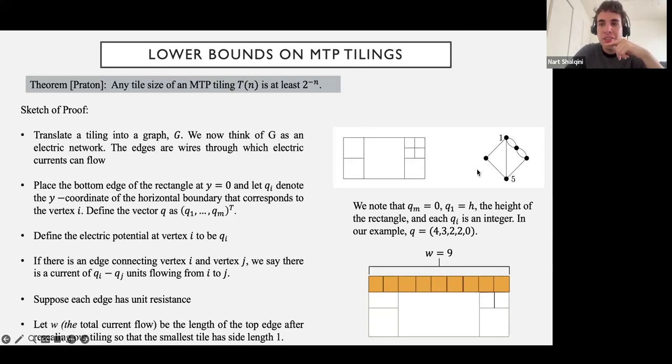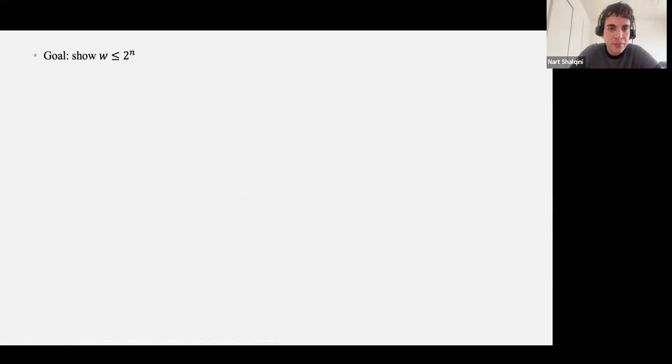Okay, so I'm going to see if this is clear to people. So now, if you think a little about it, by the way we constructed this, it follows that this circuit does satisfy Ohm's and Kirchhoff's laws. And our goal is to show that W is less than 2 to the n, because we rescaled the smallest tile to have edge length 1.